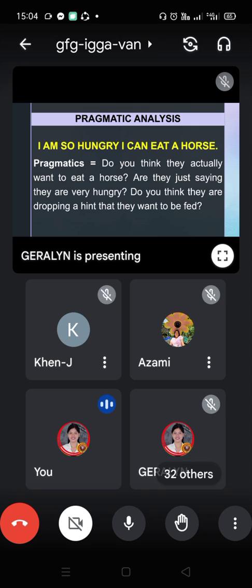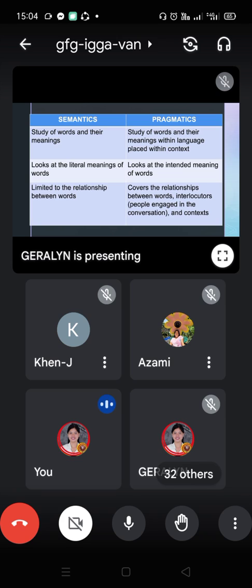So, Dara, do you think they actually want to eat? Are they just saying they are very hungry? Or do you think they are dropping a hint that they want to be fed? So, wala siya. Here is a brief comparison between semantics and pragmatics.